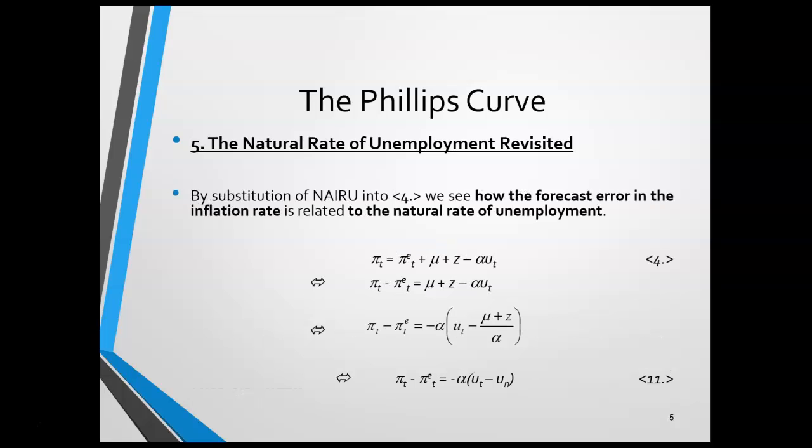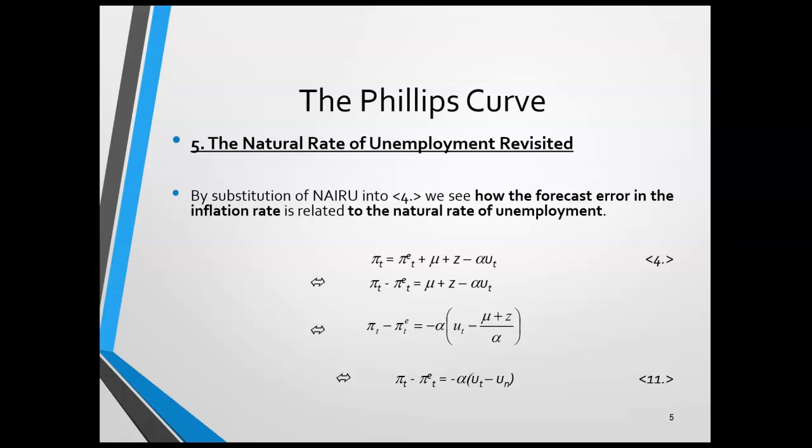Now, with NAIRU on hand, we can reformulate aggregate supply. This once more is aggregate supply. Inflation is equal to expected inflation plus mu plus c minus alpha times ut. We've seen it a couple of times. This implies also that the difference between inflation and expected inflation, this is what we call the forecast error, is equal to mu plus c minus alpha times ut. Factoring out negative alpha, just a little bit of algebra, we'll get that the forecast error, the difference between inflation and expected inflation, is equal to negative alpha times ut minus mu plus c times alpha, divided by alpha, and this of course is the natural rate of unemployment.